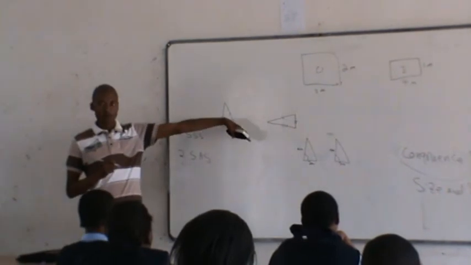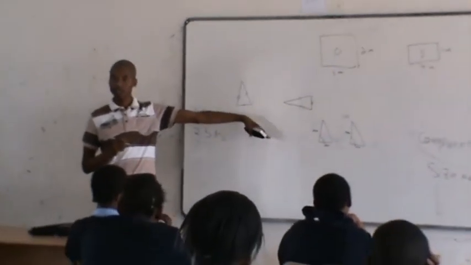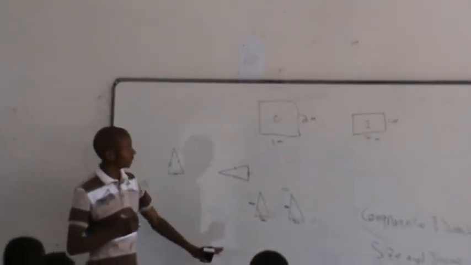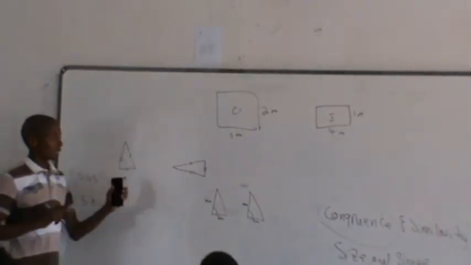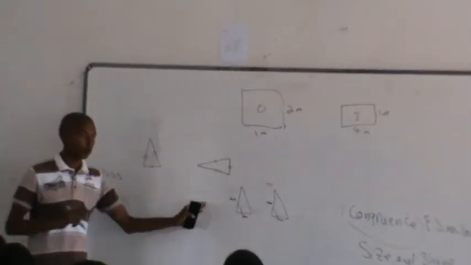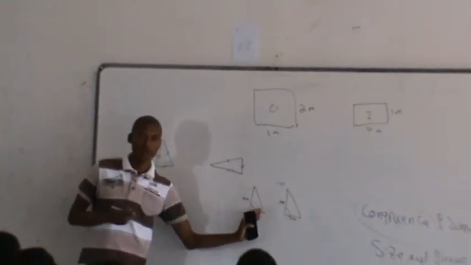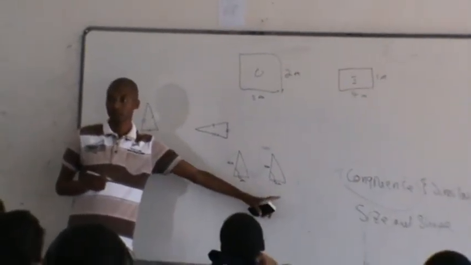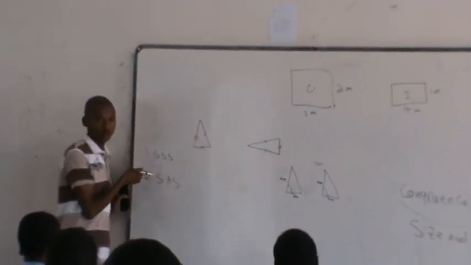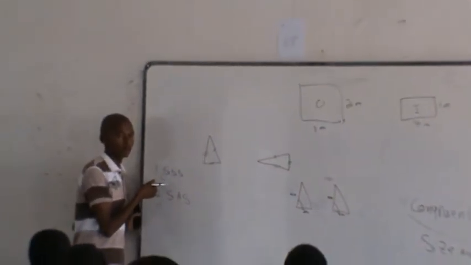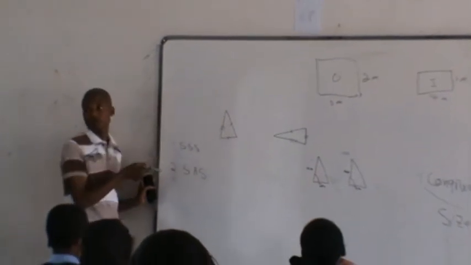We have different types of triangles, and it doesn't matter which type of triangle we are working on, as long as we can see that the corresponding sides are equal. You have to be able to give reasons, because sometimes you can be asked: why are you saying that the two triangles are congruent? What has to come to our mind is the postulates that we have done so far.